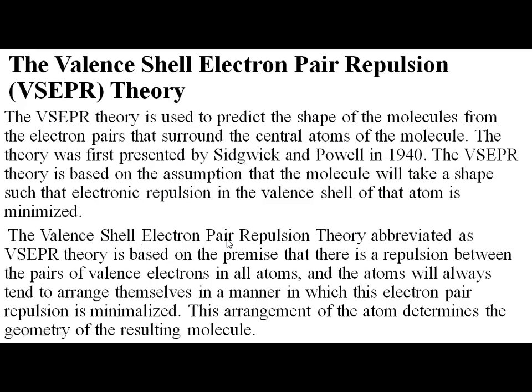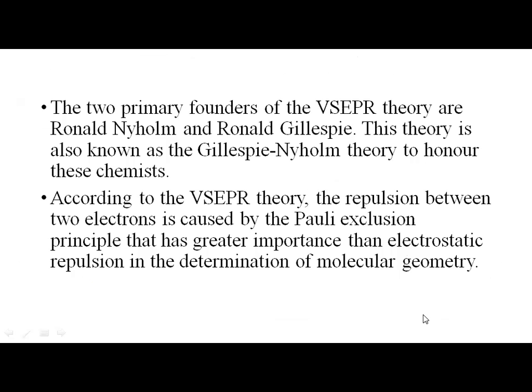The valence shell electron pair repulsion theory, abbreviated VSEPR, is based on the premise that there is repulsion between the pairs of the valence electrons in all the atoms. And the atoms will always tend to arrange themselves in the manner in which this electron pair repulsion is minimized. This arrangement of the atoms determines the geometry of the resulting molecule. The two primary founders of VSEPR theory are Ronald Nyholm and Ronald Gillespie. This theory is in their honor, it is also known as Gillespie-Nyholm theory to honor these chemists.